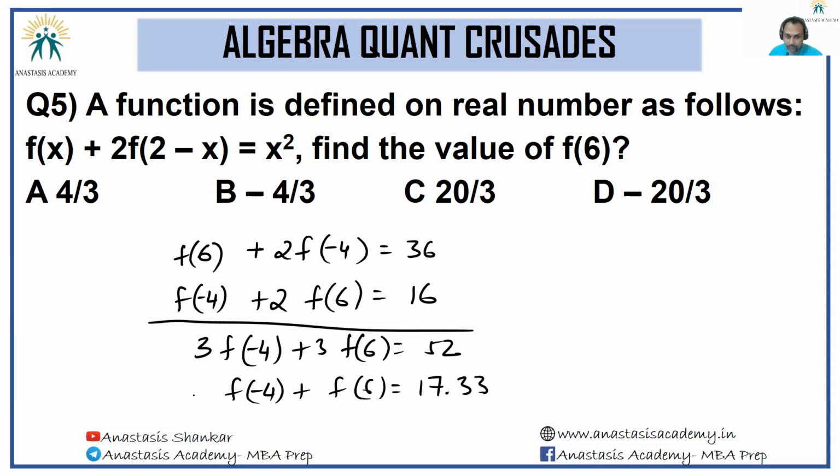So f(-4) plus f(6) is equal to 17.33. Now look at this equation and compare it to this equation. By adding an extra f(6), you're effectively adding minus 1.33. 17.33, the value has gone down to 16. So the value of f(6) is minus 1.33, or option B.